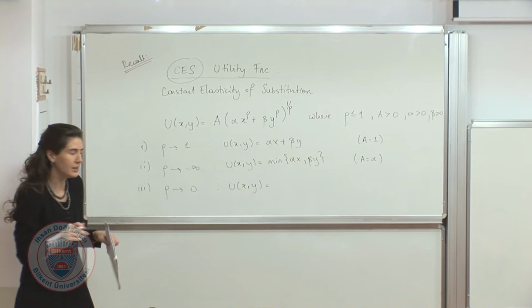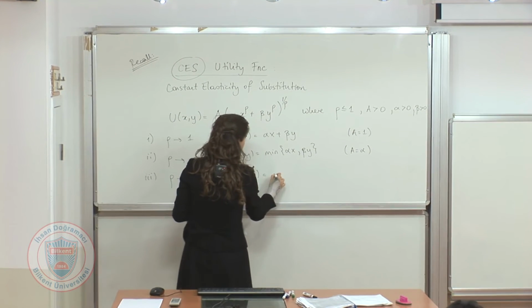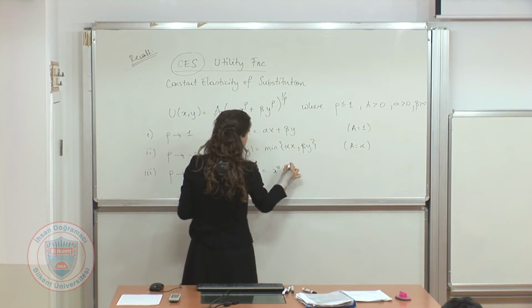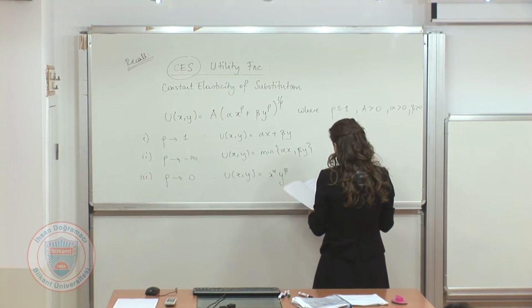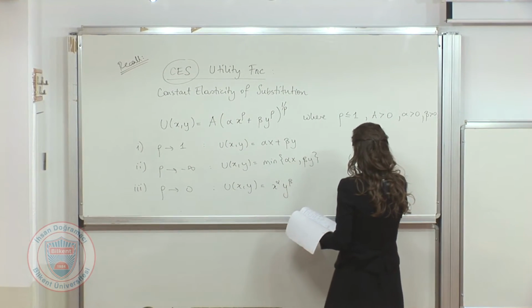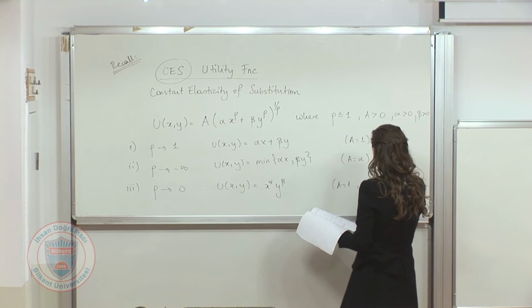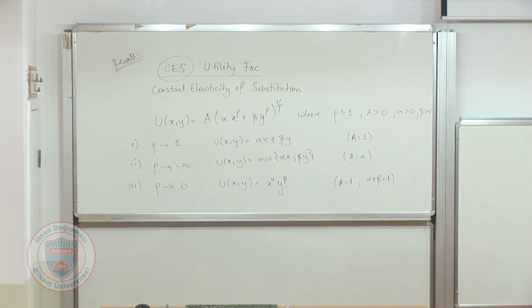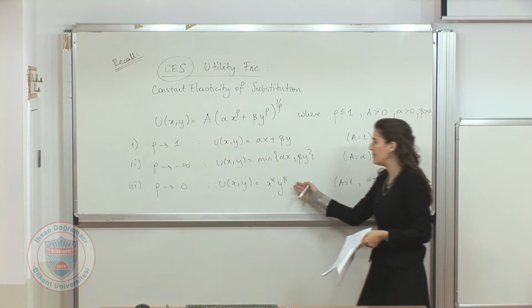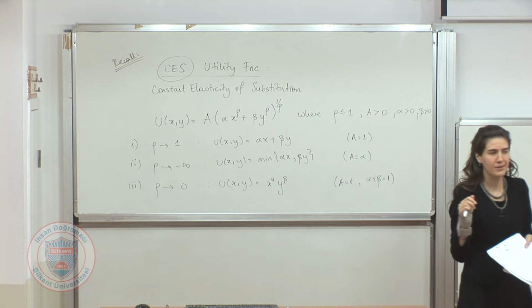We learned Cobb-Douglas, right? So it was basically x to the power alpha, y to the power beta. And again, here we had some restrictions, and those were a equals 1, alpha plus beta equals 1. But remember, as we said, we can always take a positive monotone transformation of the utility function, right? But if you want to get this specific form, that's how we did it.